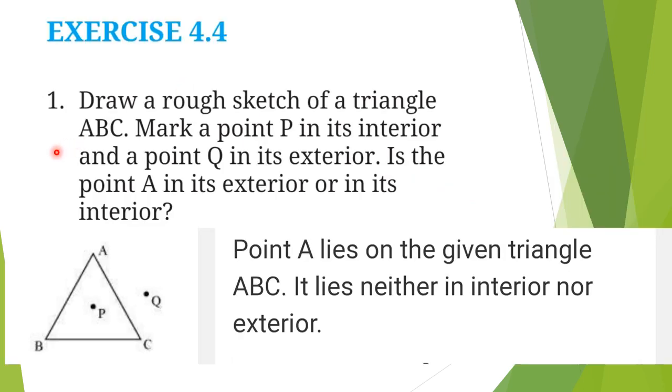Exercise 4.4 question number 1. Draw a rough sketch of a triangle ABC. Mark a point P in its interior and a point Q in its exterior. Is the point A in its interior or in its exterior? Point A lies on the given triangle ABC. It lies neither in interior nor exterior.